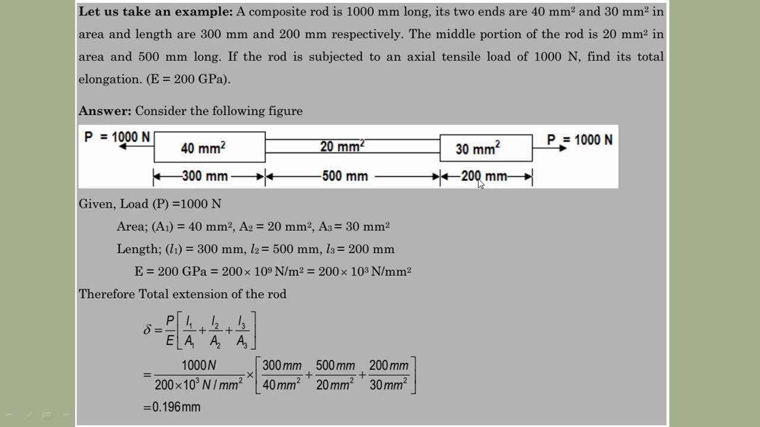So force applied is 1000 Newton tensile force. Given load P is 1000 Newton, E value is given as 200 GPa. Area, lengths and E are given. This is given in gigapascal, that is 200 into 10 raised to 9 Newton per meter square, which is equal to 200 into 10 raised to 3 Newton per mm square. As this is in mm square, we need the areas in mm square. So we put the values in the earlier formula, and we will get the answer.